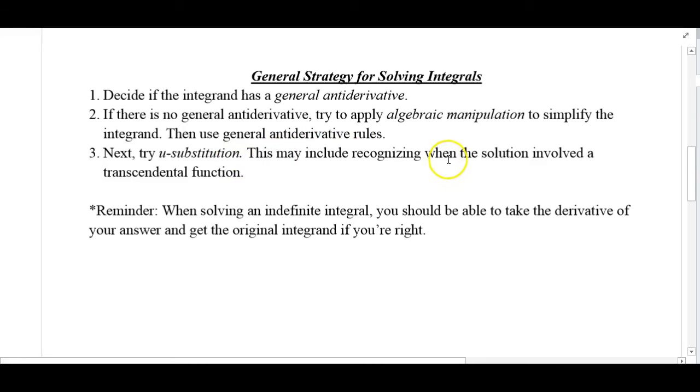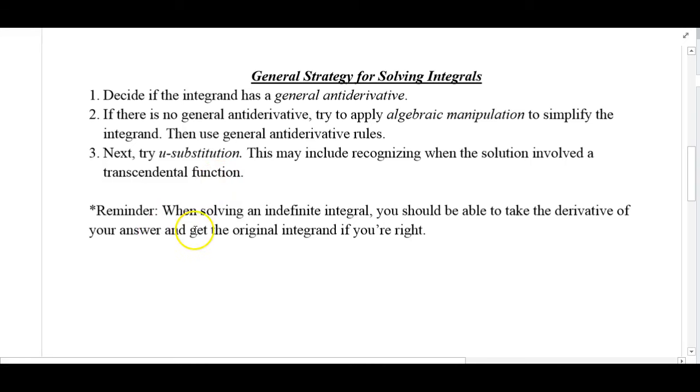This may include recognizing when the solution involved is a transcendental function. There are other methods besides U-substitution. If you're in BC calculus, that is integration by parts, or the method of partial fraction decomposition. But for us, if it's not one that has a general antiderivative, or we can't do any algebra to it to make it a sum or difference of a bunch of things with general antiderivatives, then all we have is U-substitution, right? So we've got to figure out our U and a way to make that work.